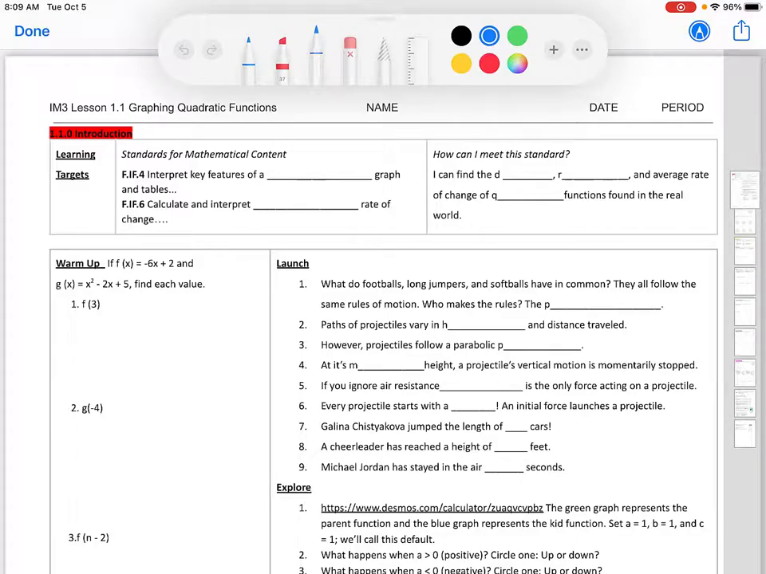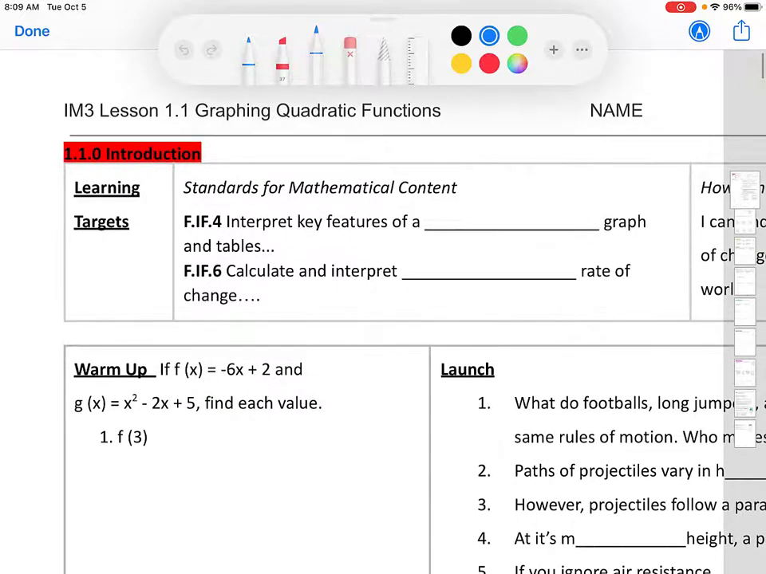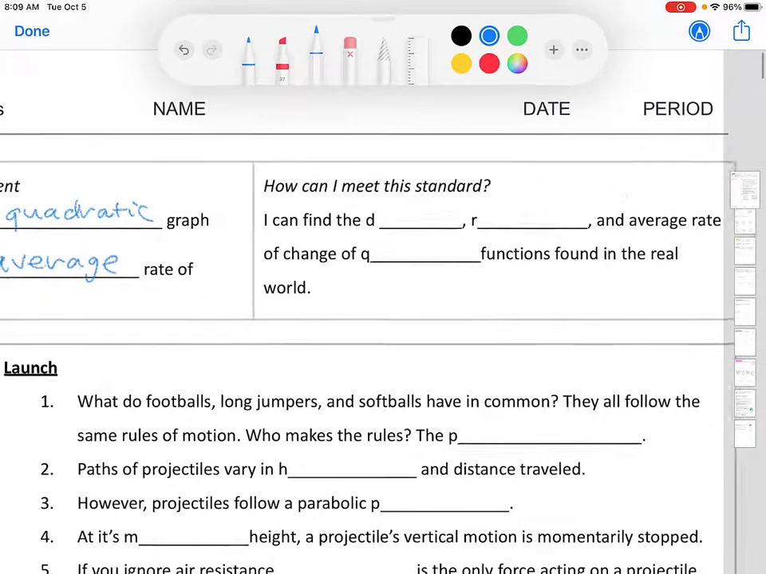Hey math lovers, let's go over 1.10 introduction. Our learning targets are standards for mathematical content. Interpret key features of a quadratic graph and tables and calculate the average, something called the average rate of change.